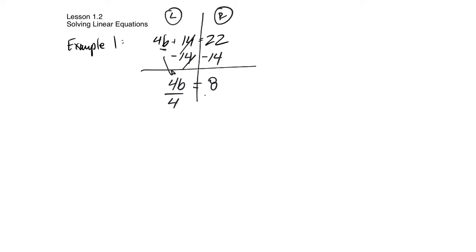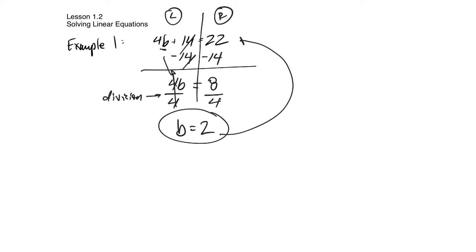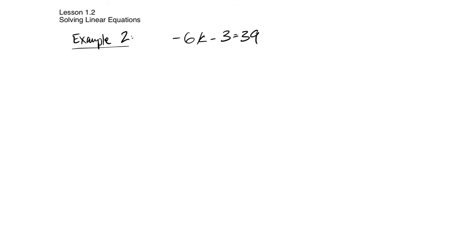4b divided by 4, because I have 4 times b, I do the inverse operation, which is division. This little bar means division. Okay. 4 divided by 4 is 1. I don't write the 1. 8 divided by 4 is 2. B equals 2. That's a solution that if I plugged it back in would make my original equation true.